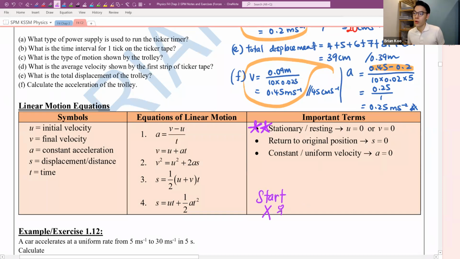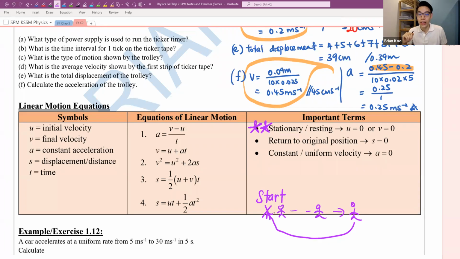You walk away, and then you come back to this starting point. What is the displacement? We know distance surely got value, but displacement by definition is what? Displacement is the shortest distance between the starting point and the end point. So if your starting point and the end point is the same, displacement is zero, right?